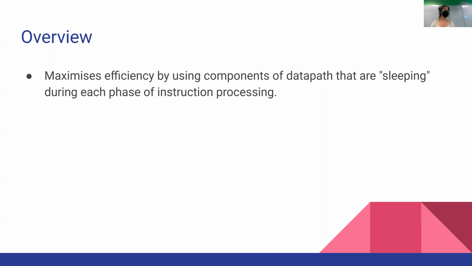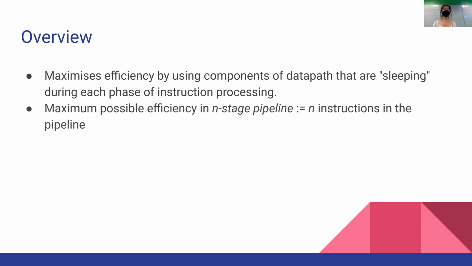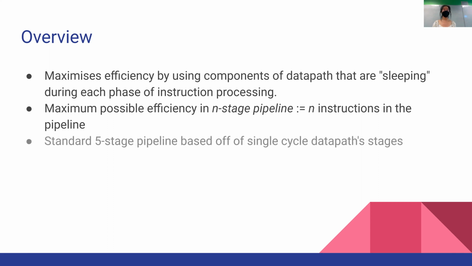So the idea of pipelining the data path is taking advantage of things that don't have to run concurrently and can, in theory, run parallel to each other, and applying them to different instructions. So the maximum possible efficiency in an n-stage pipeline, in our case n being 5, is going to be n instructions in the pipeline, so one unique instruction per section. But in reality, it's not actually going to hit that.